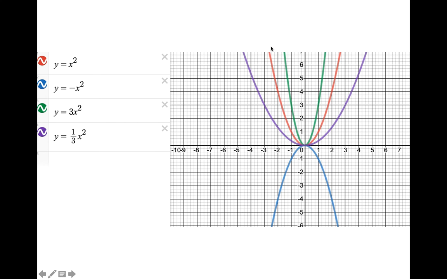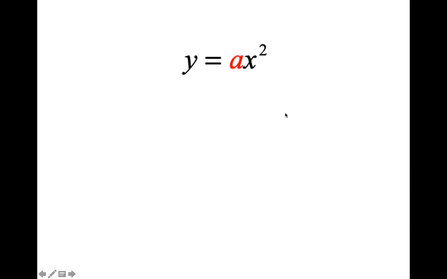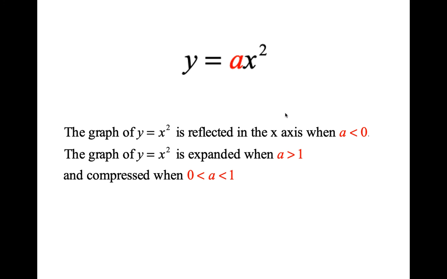Let's take a look. y equals x squared is our red graph. When we put a negative in front of it, it flips the graph. It reflects, we say, in the x-axis. If we put a 3, then the graph becomes taller, faster, or skinnier, we might say. And if I put a 1 over 3, then the graph becomes a little flattened out in terms of its shape.